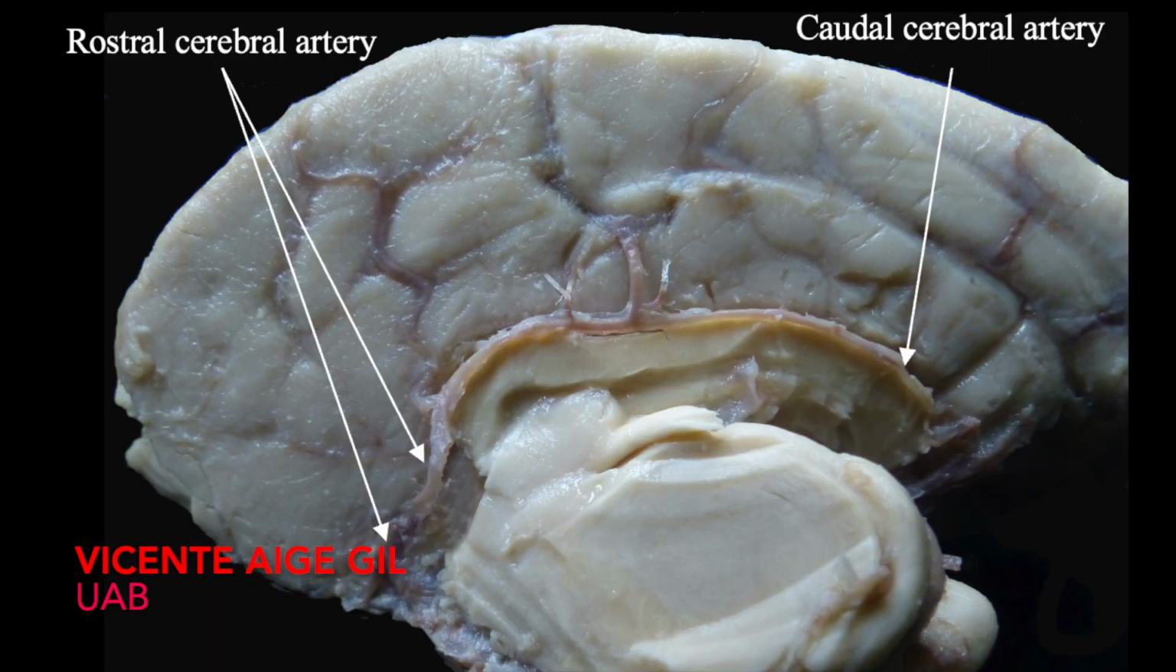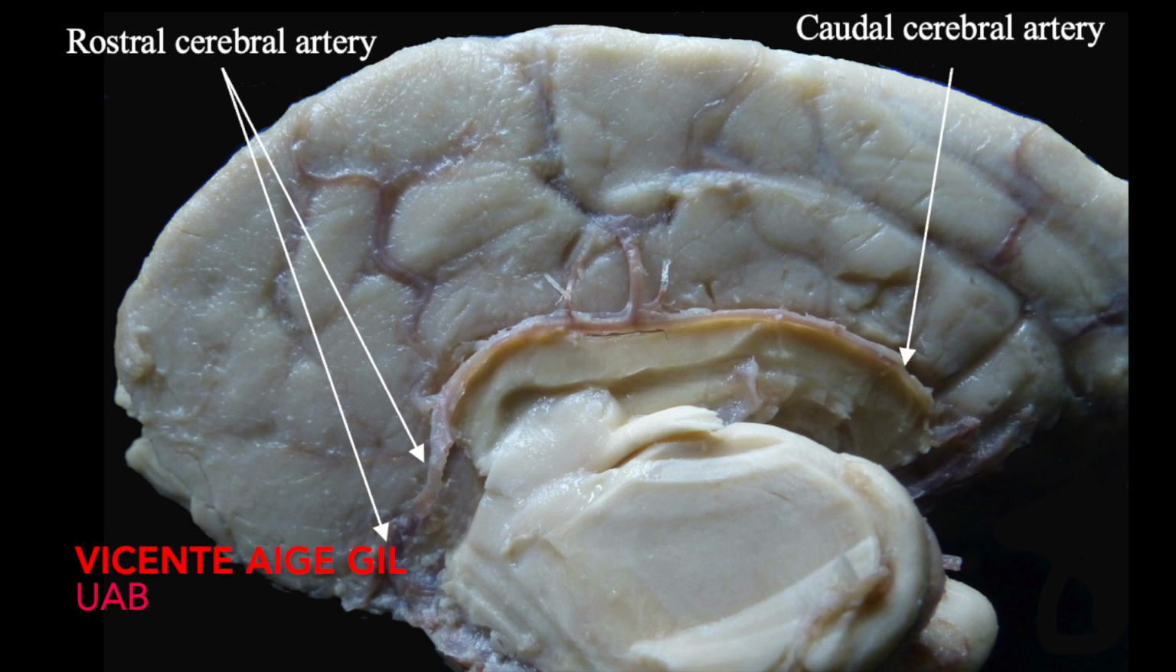Hi, in this video I will show you the pericallosal artery in the dog's brain by injecting Indian ink in the anterior or rostral cerebral artery and posterior sectioning the encephalon through the midplane. In this midplane section, you can identify the rostral cerebral artery running dorsally to the corpus callosum and continuing caudally as the caudal cerebral artery.